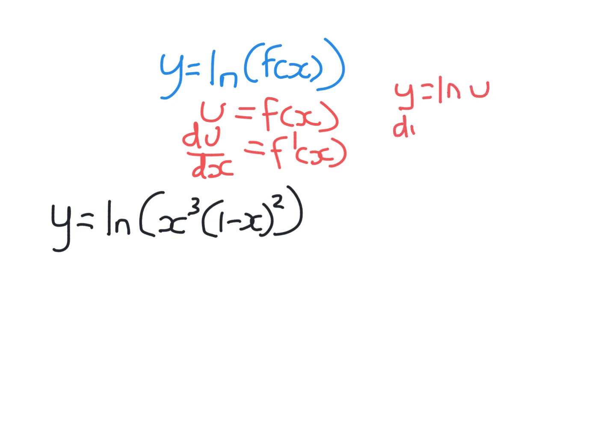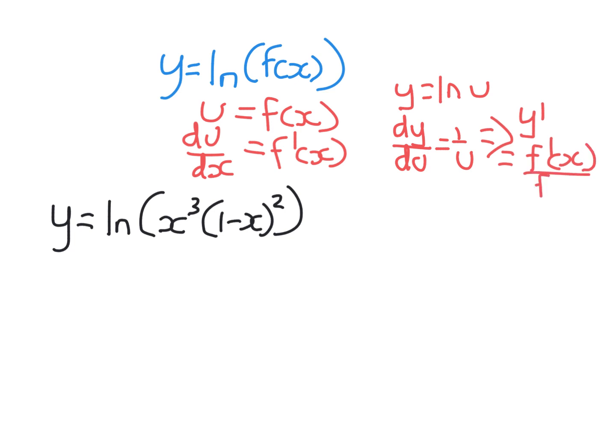And so dy, the derivative of y with respect to u, is just 1 on u. So using the chain rule, the derivative of this is that times that. It's f dash x times 1 on u. But of course, u was f of x. So that means here, the derivative is going to be f dash x over u, which is f of x. So if you're differentiating log of some function of x, the derivative of that function goes on top, the original function on the bottom. So let's differentiate this.